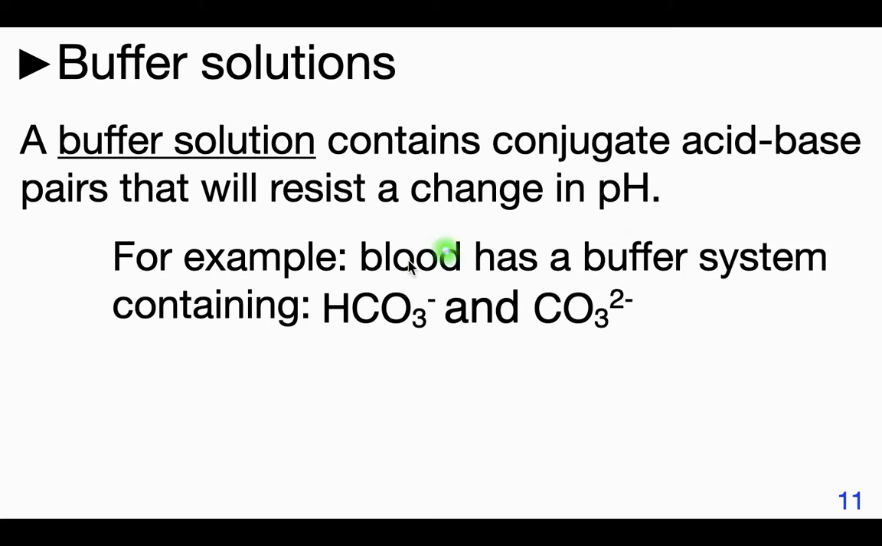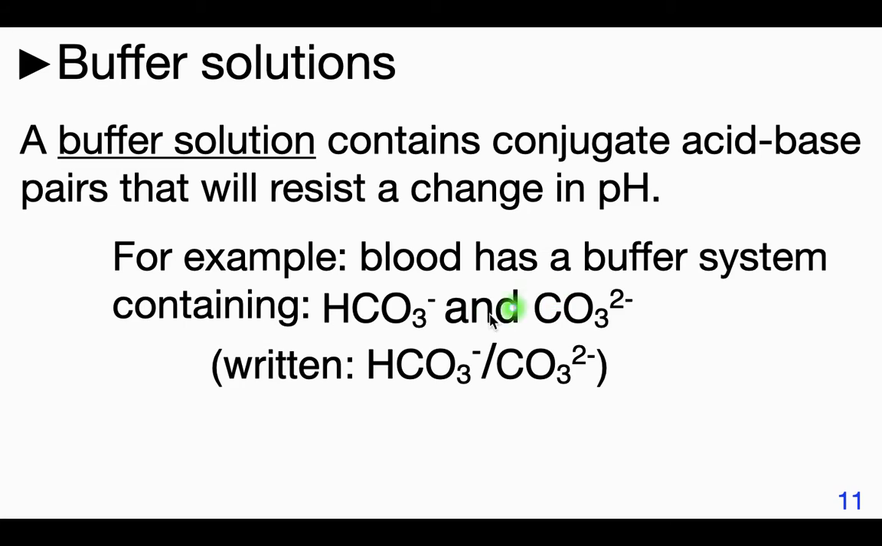For example, our blood has a buffer system containing the bicarbonate ion and the carbonate ion. We can easily represent a buffer system by using a slash between the two. And by the way, how does this occur? Well, when we breathe in, carbon dioxide is in the air. So when we breathe in, the carbon dioxide dissolves in the water, our blood, and the bicarbonate ion forms. And from that, the carbonate ion forms. And so we have both of these in our blood simply by breathing in carbon dioxide.